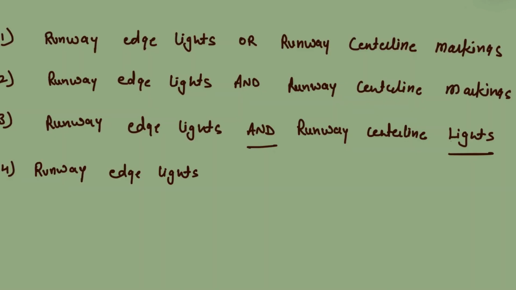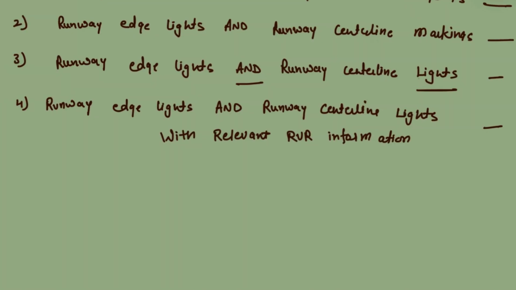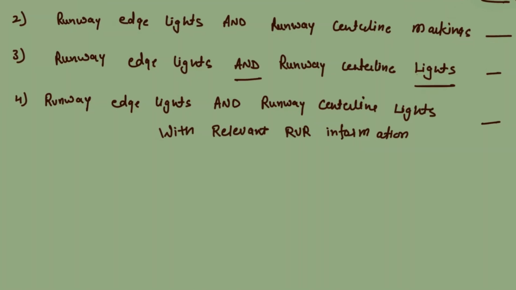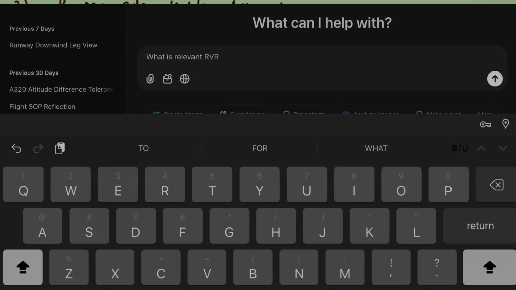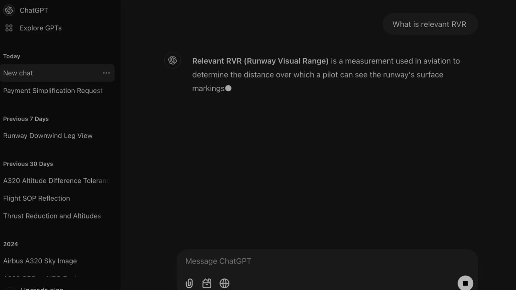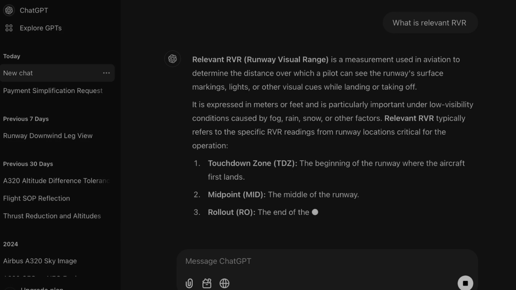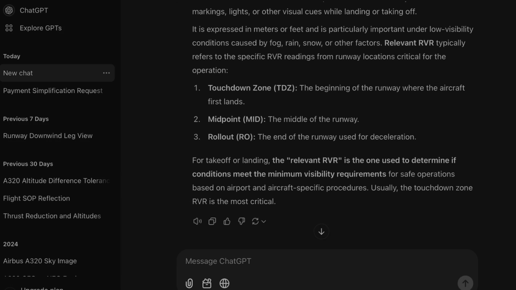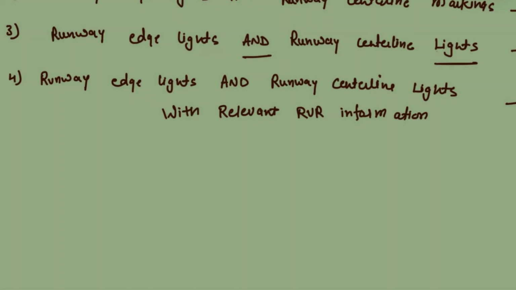Next, if you have runway edge lights and runway centerline lights plus relevant RVR information, then you can take off with 150 meter of RVR. Now, what does relevant RVR mean? The required RVR must be achieved for all relevant RVR reporting points: touchdown, midpoint and stop end. That is also called rollout RVR. The governing RVR shall be the lowest of the reported RVR.